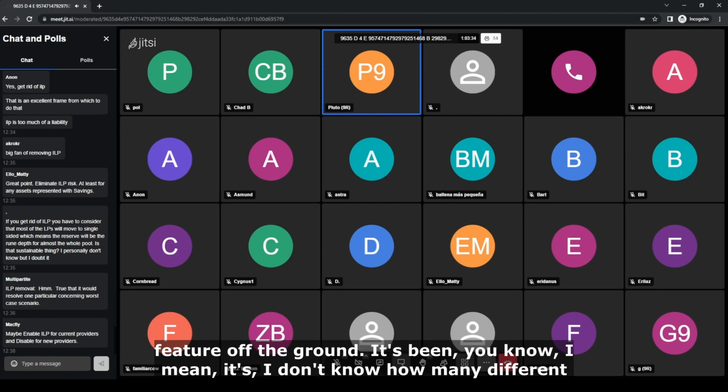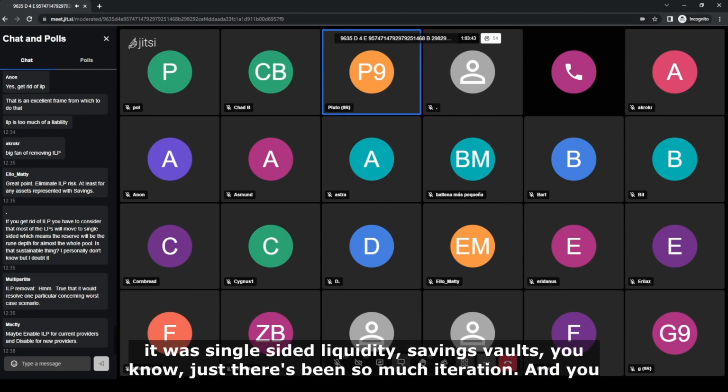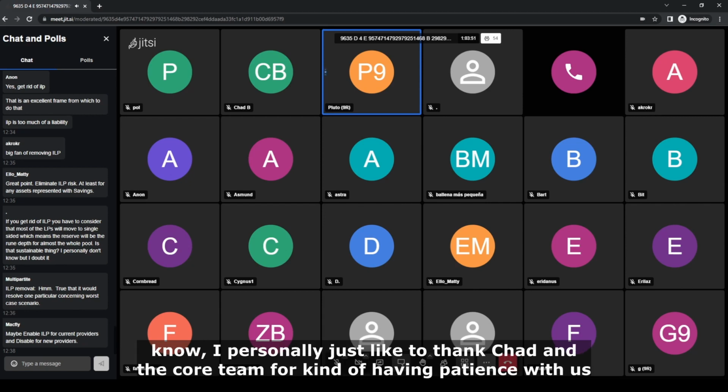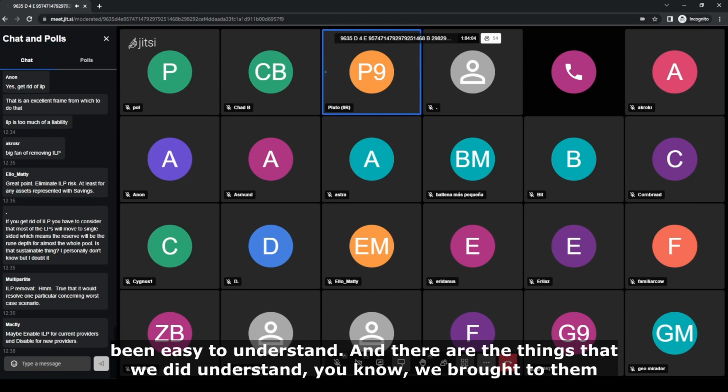It's been, I don't know how many different iterations of THORFi we've been through, and how many different iterations of potential single-sided liquidity, savings vaults. There's been so much iteration, and I'd personally just like to thank Chad and the core team for having patience with us to hold our hands and walk us smooth brains through it, because it certainly has not been easy to understand.